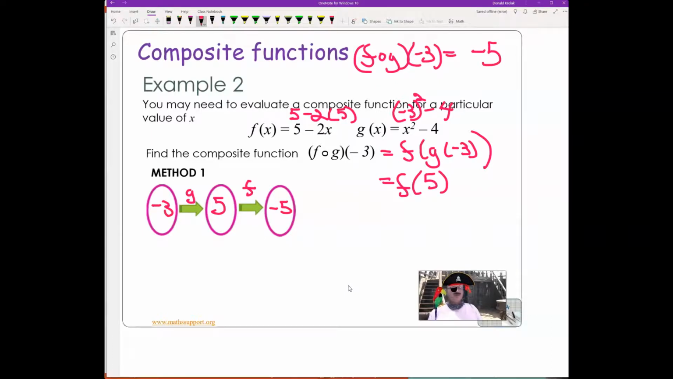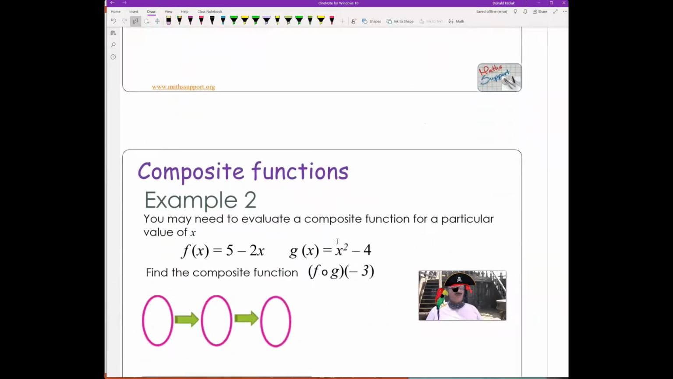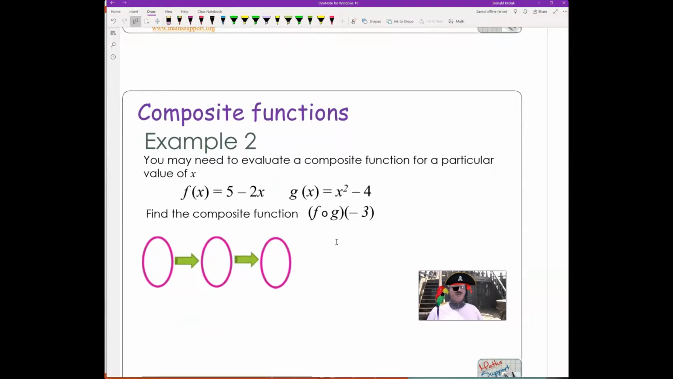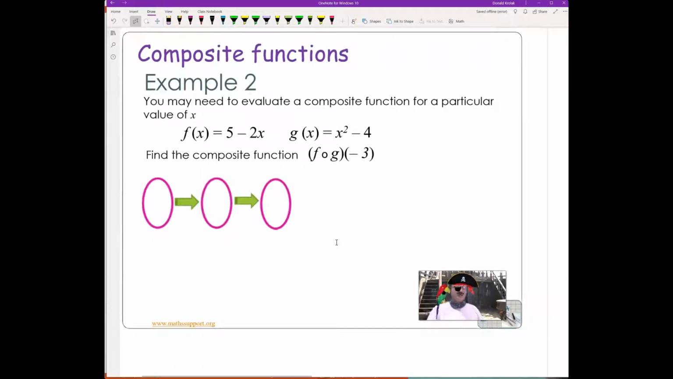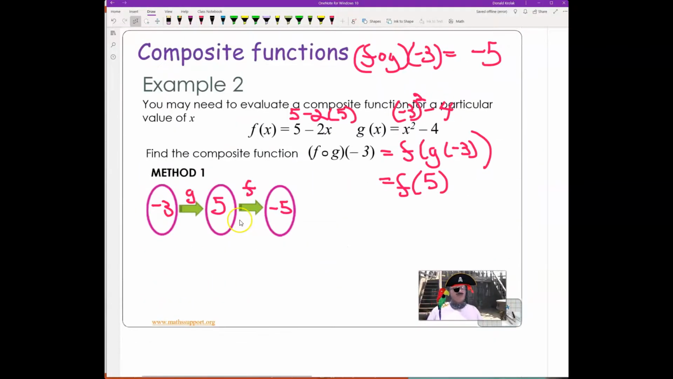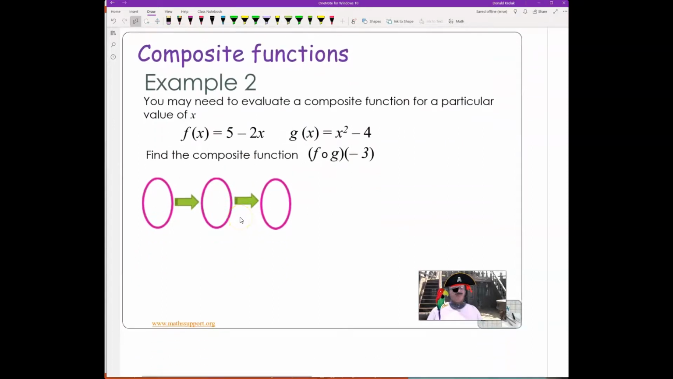Now that was by taking the input, putting it into g, getting an output, and then taking that output and putting it into f and getting a new output. Now the other way you could do this is create the composition, then at the end plug in -3. So my second method here is I'm going to first find what f of g of x is.